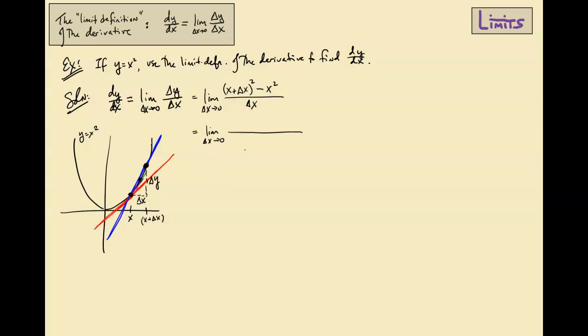The limit as delta x goes to 0 of this stuff gets expanded out into this stuff, just by ordinary algebra. The minus x squared comes on down, as does the denominator. And continuing on our algebraic endeavor, we see we're going to get some cancellation, because we have a plus x squared here and a minus x squared there. So getting rid of those leaves us with 2x delta x plus delta x squared upstairs.